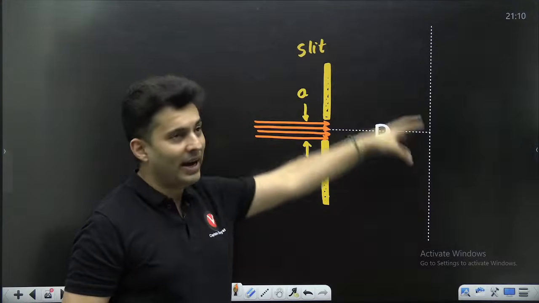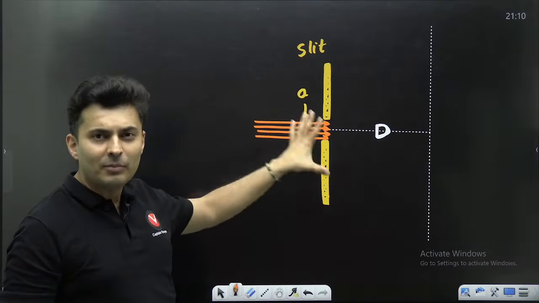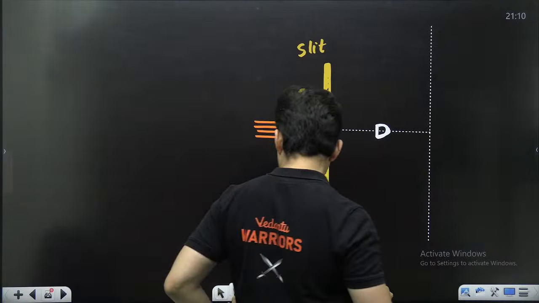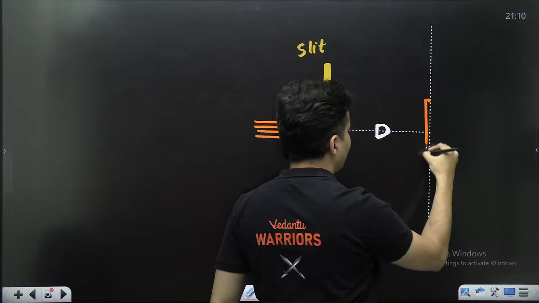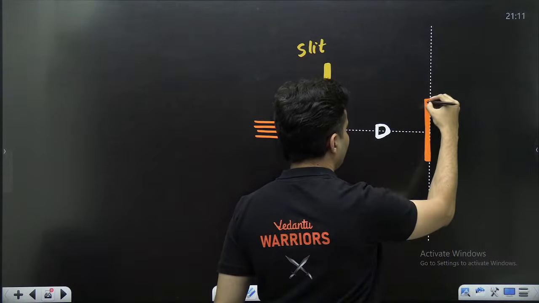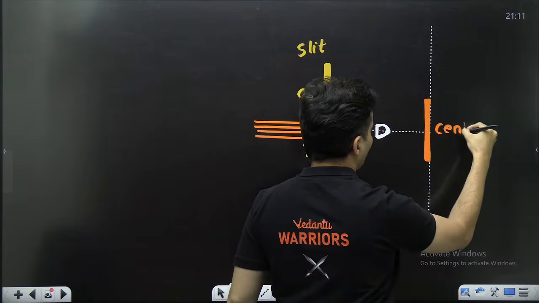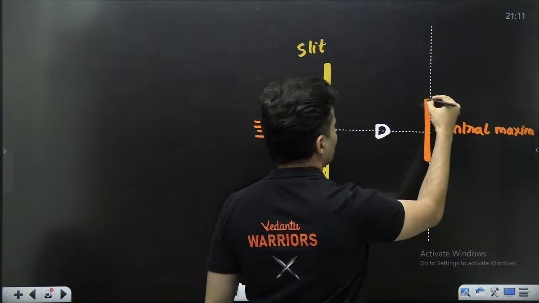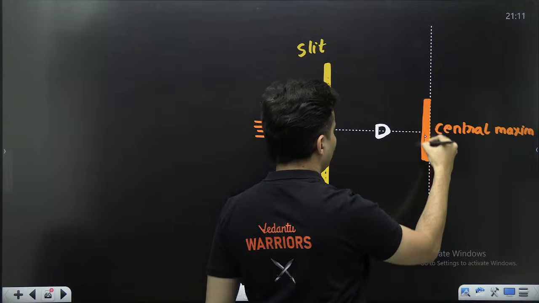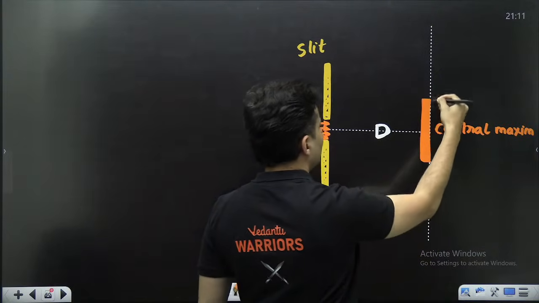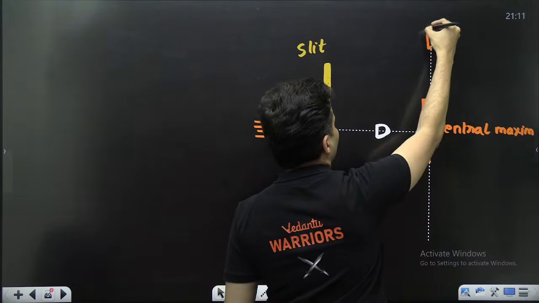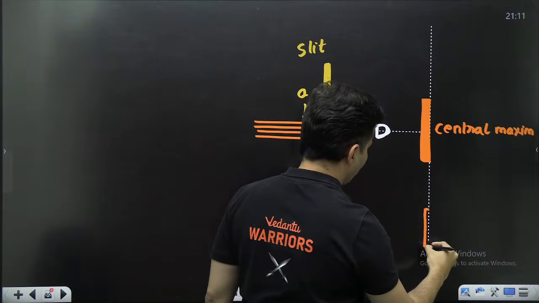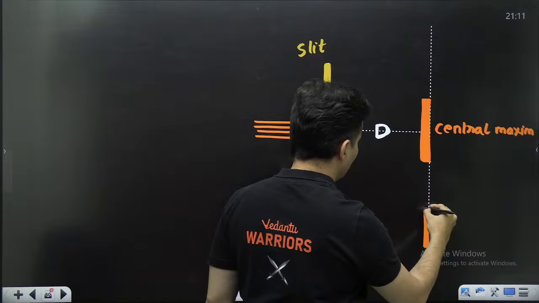you will see a beautiful pattern is formed, and it is also very similar in nature to your YDSE interference. So what you see on the screen is you will get a bright region. This is your central maxima. It's going to be really bright. Then again, after some time, you will get the next maxima, either on this side or that side. But that is not so bright. Width is almost the same, but it's not so bright.